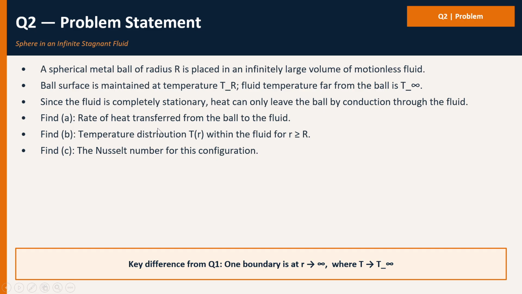We have to find the rate of heat transferred from the ball to the fluid, and the temperature distribution T(r) when the distance is greater than the radius of the metal ball. Then we have to find the Nusselt number also for this configuration.